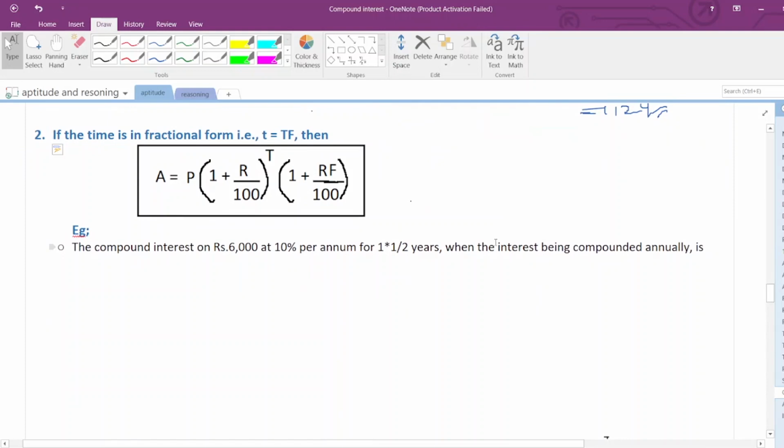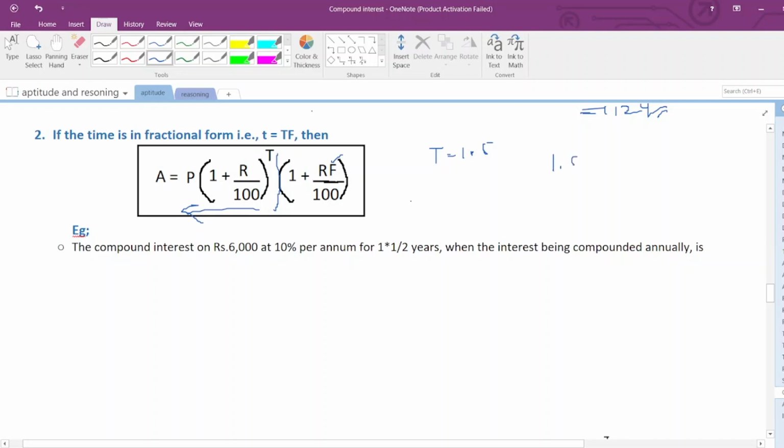See, if the time is in fractional form, that is t is equal to t f. So far we have been talking about time as 6 years, 5 years, 12 months, but not in fractional form. Okay, let's suppose the time is given as 1.5 years, then what should we do? In that case we have to use this formula. Till this section the left side is the same, right? Now on the right side we have to multiply by 1 plus rf by 100. So here what does f mean? F means fractional part.